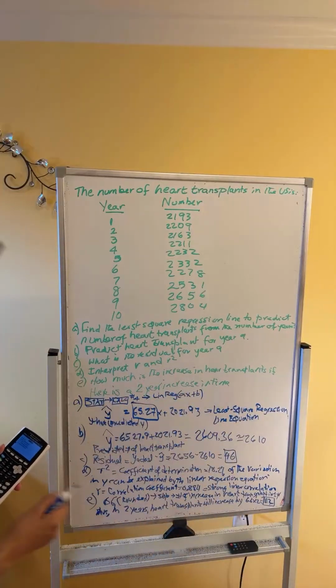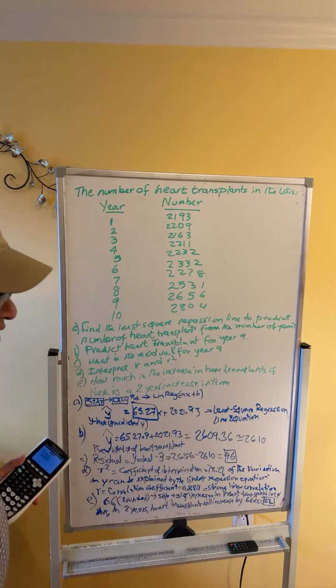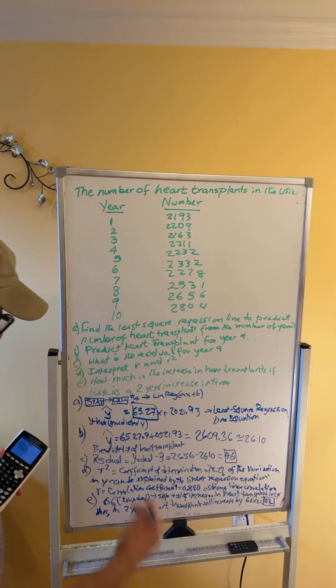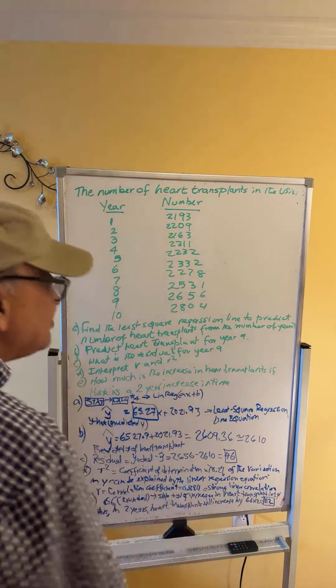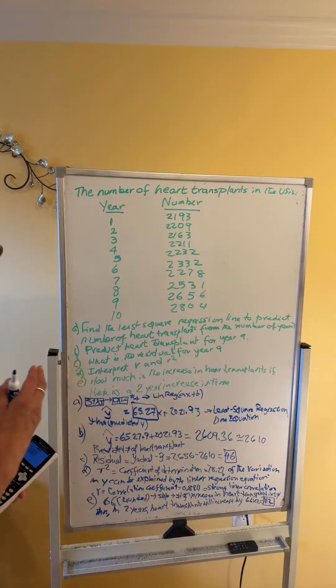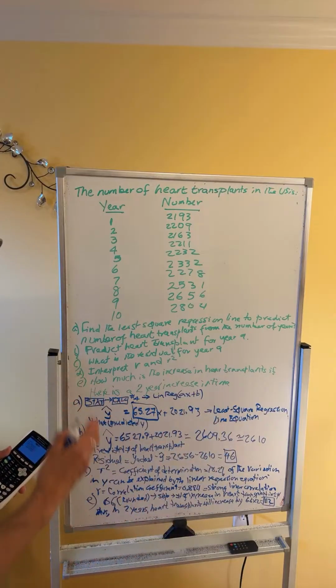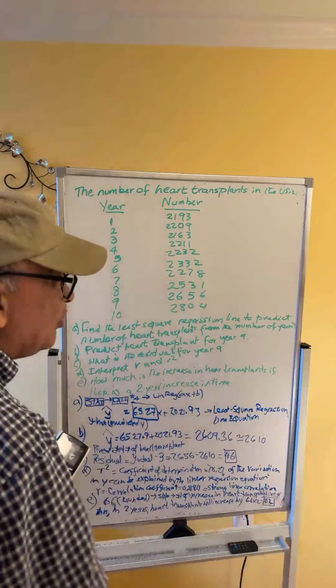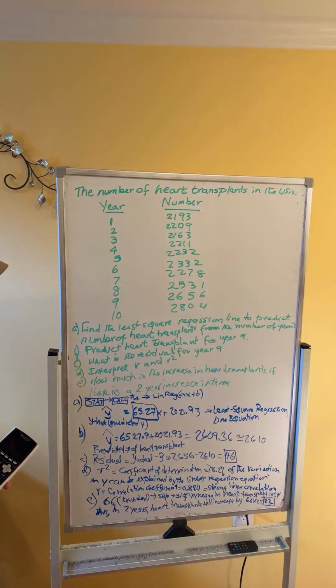R gives us the strength of the linear relationship between x and y. In this case, R came out as 0.884. Anything greater than 0.7 is a strong positive linear correlation between x and y.